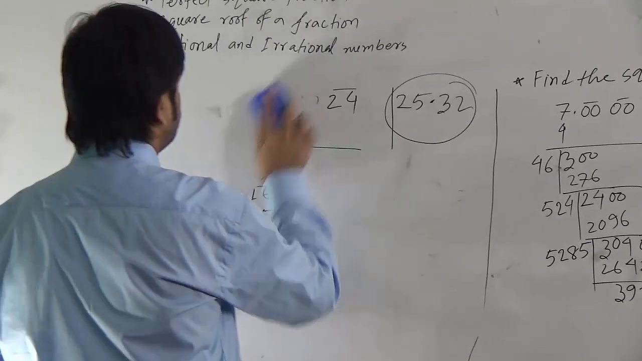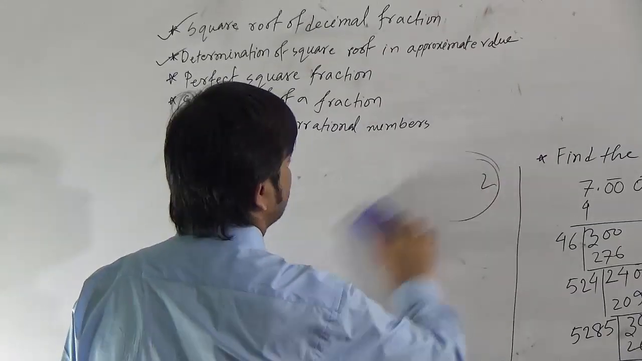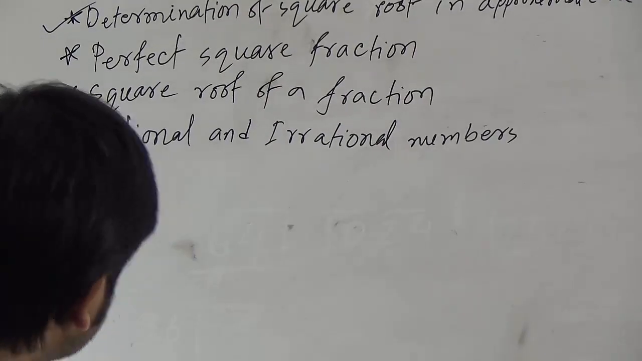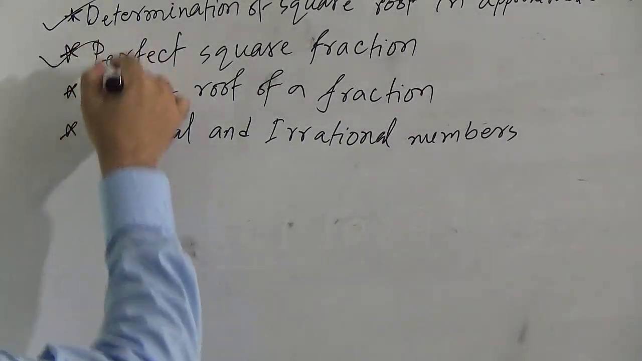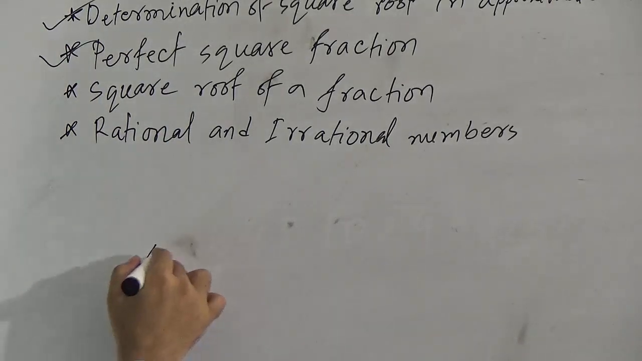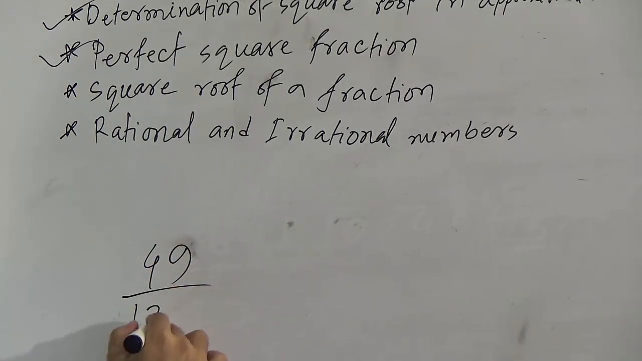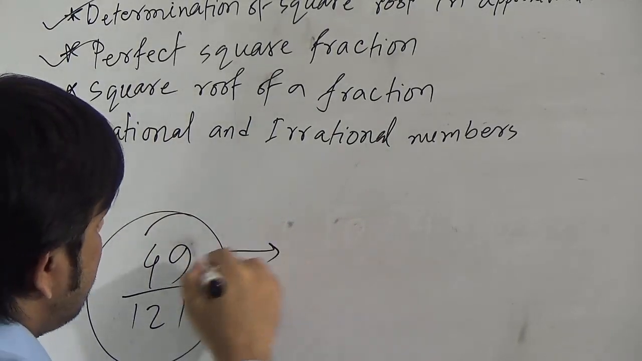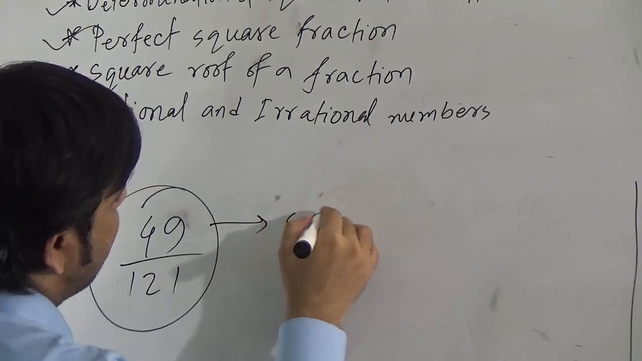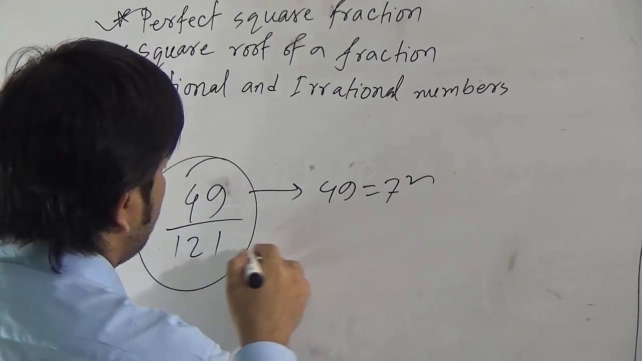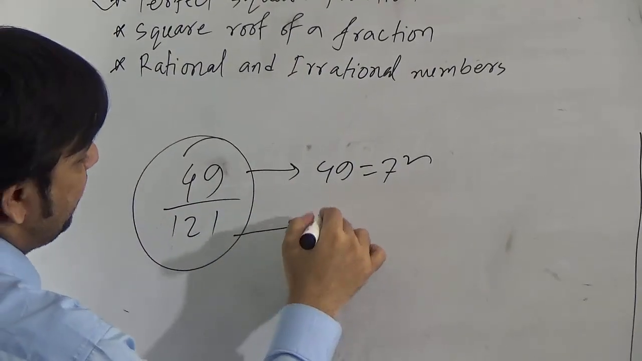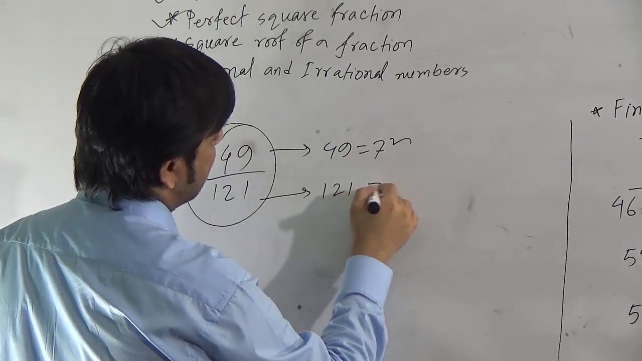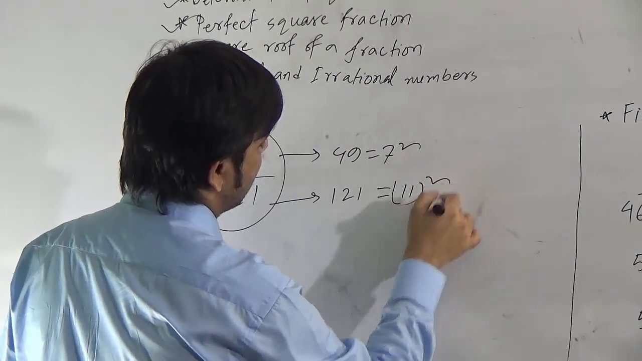Our next topic is perfect square fraction. Dear students, suppose 49 by 121 is a fraction. Here 49 is a perfect square. 49 means 7 square and 121 is a perfect square number, that is 121 means 11 square.